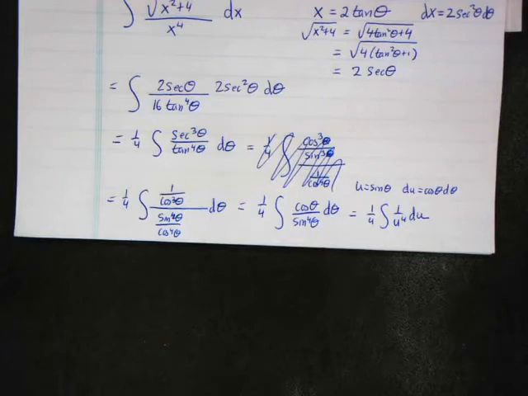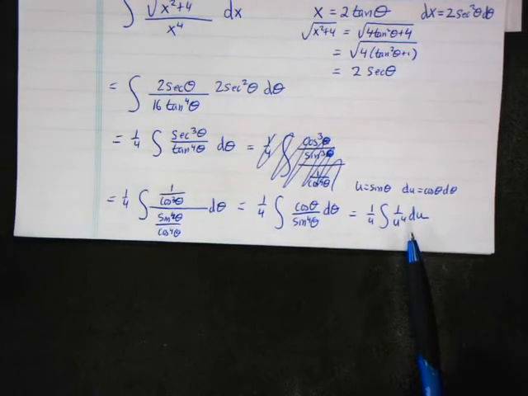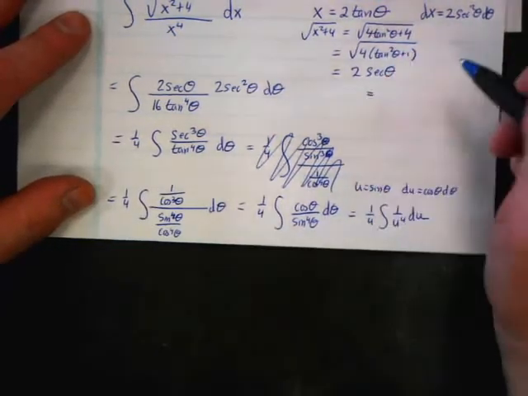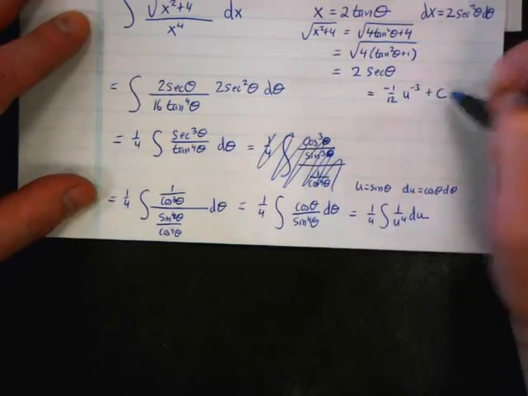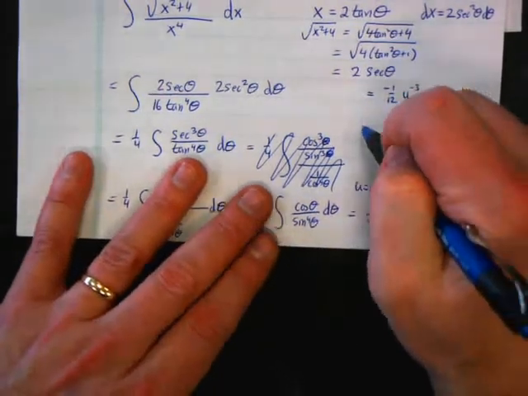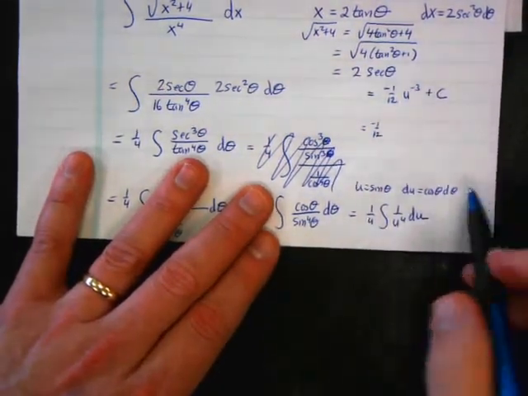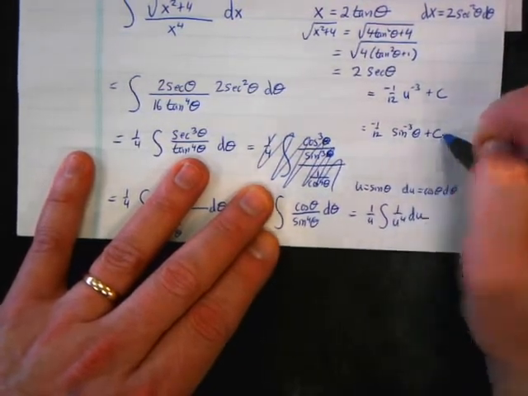What's the integral of 1 over u to the 4th? No natural log. 1 over u to the third. Right, you got to think of this as u to the negative 4th. So you can add 1 to your power. That's going to give you a u to the negative 3, and divide by negative 3. So that gives us negative 1/12 u to the negative 3 plus c. We're getting close. U was sine theta, so that's sine to the negative 3 theta plus c.